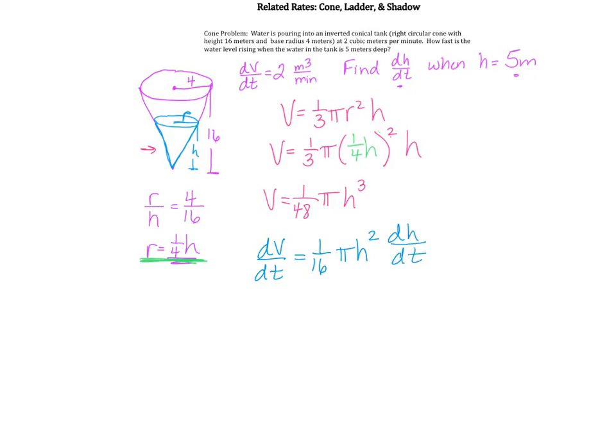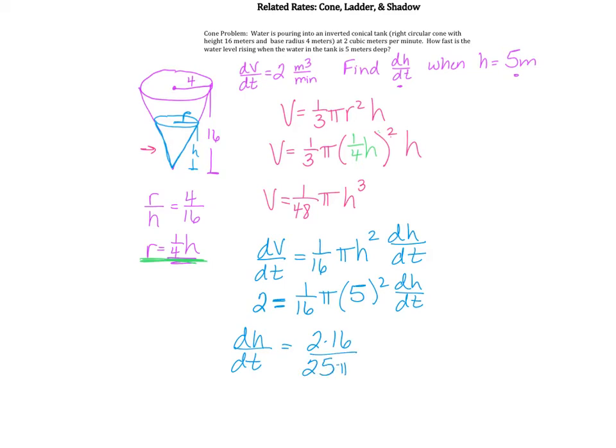And let me start filling in. We've got 2. We've got 1/16. We got pi. We got 5 squared dh/dt. And so let me just think about that. dh/dt is going to be what? Well, I'm going to take that 2. And what I really have on this is 25 pi over 16. So I'm going to multiply by the reciprocal. So I have 2 times 16 over 25 pi. Obviously, I could write 2 times 16 as 32.